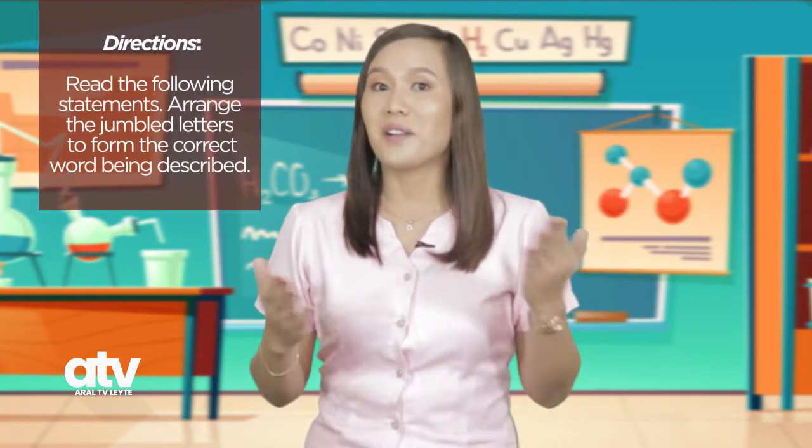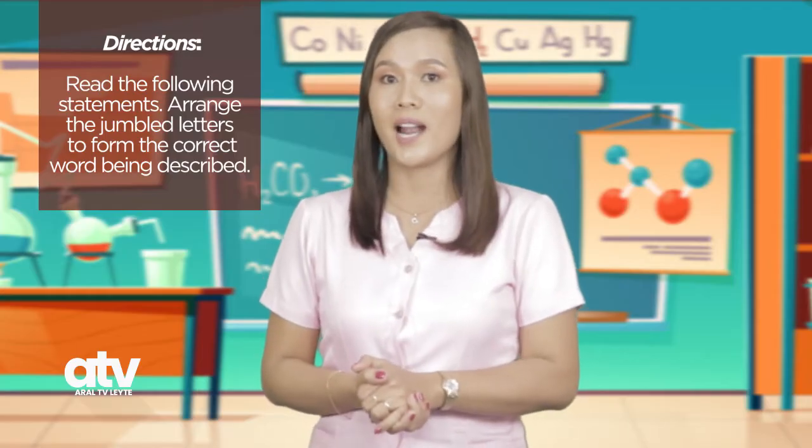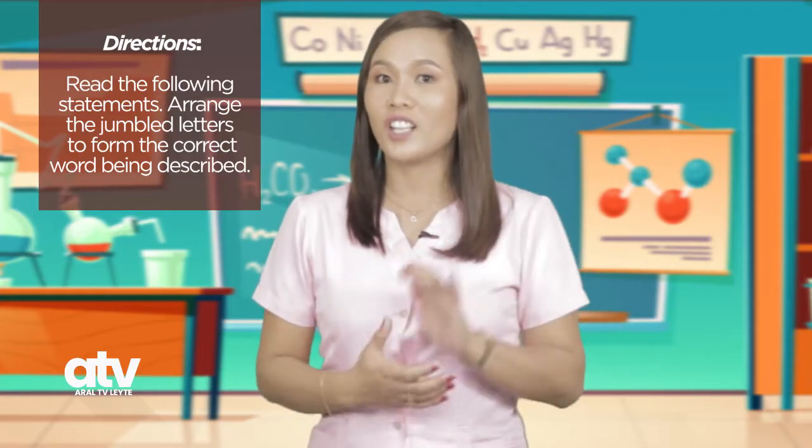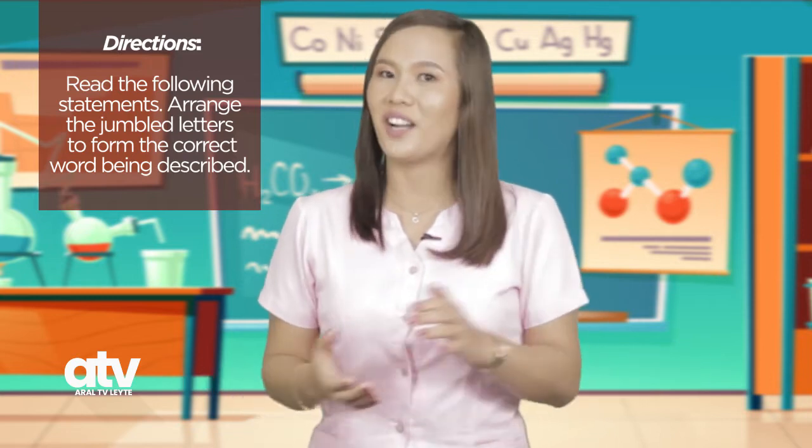Science thinkers, how did you find the activity? I know you did well. You are amazing. Stay focused. Here's more. Read the following statements. Arrange the jumbled letters to form the correct word being described. You have 5 seconds to answer each item. Write your answers on your paper.